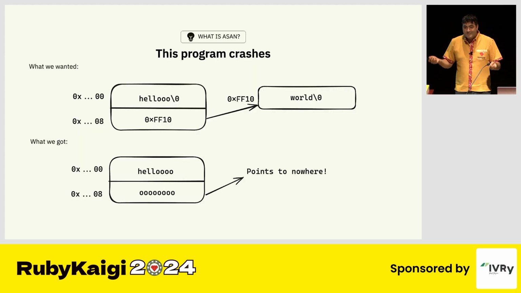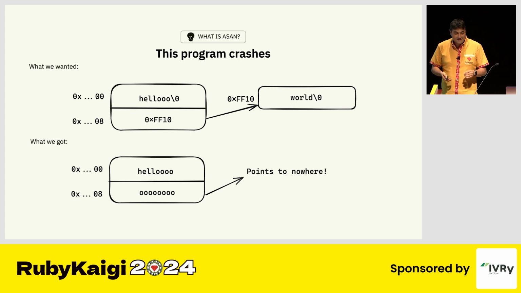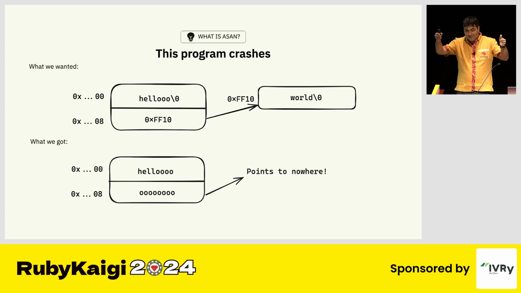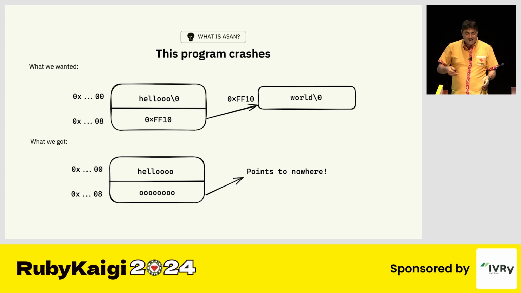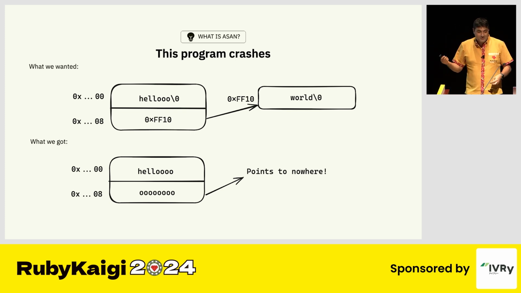The reason this happens is because C has laid out all the variables together. So you've got the hello buffer next to the world pointer, but if you write lots of hello, it just overflows and goes into the next slot, and suddenly what's supposed to be a pointer contains a bunch of O's in it, and thus crashes.